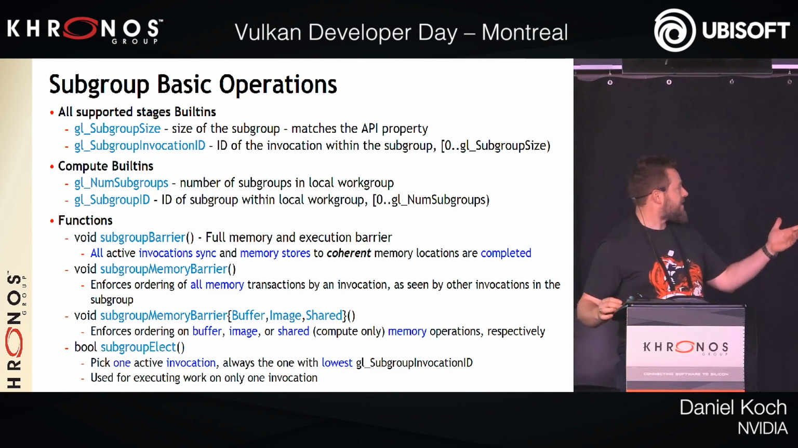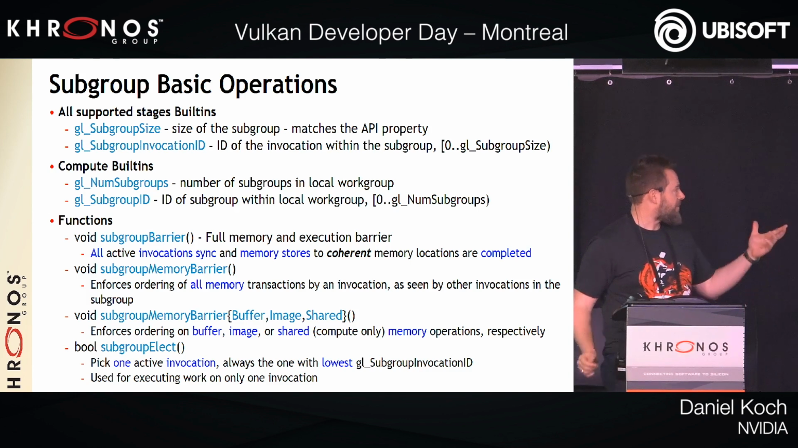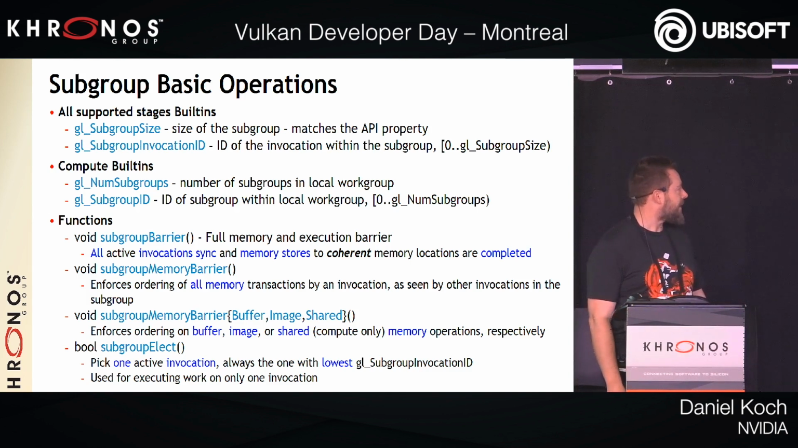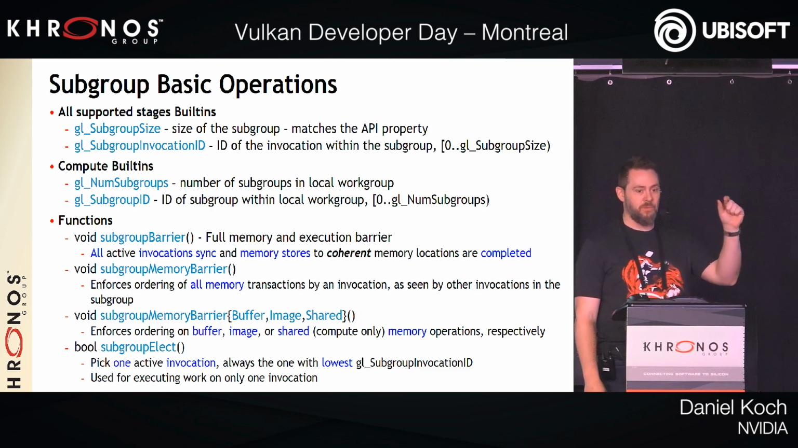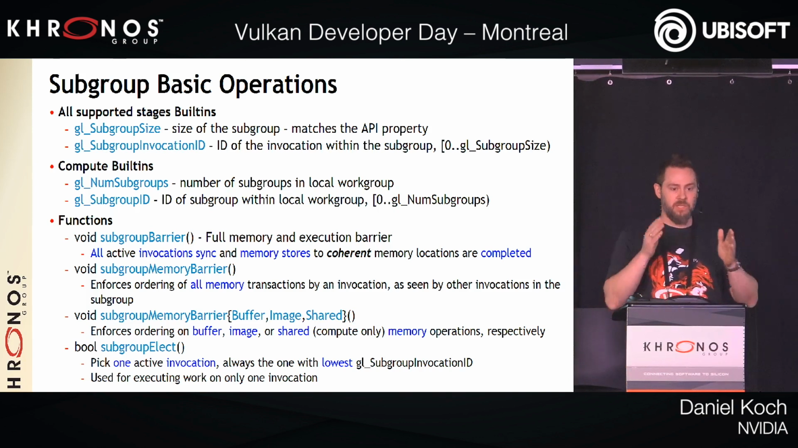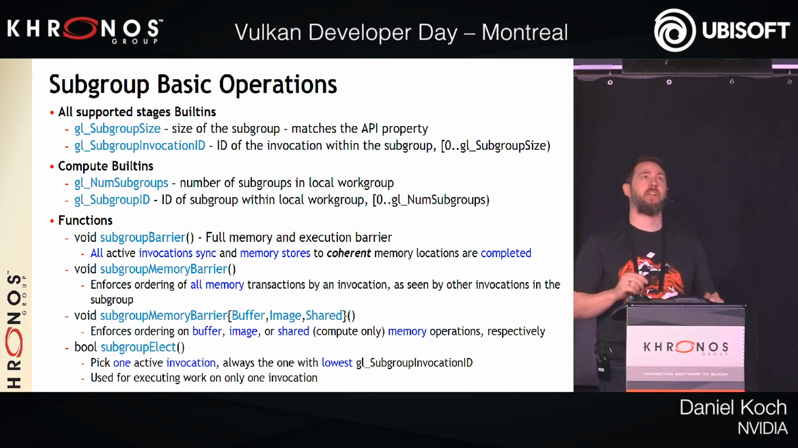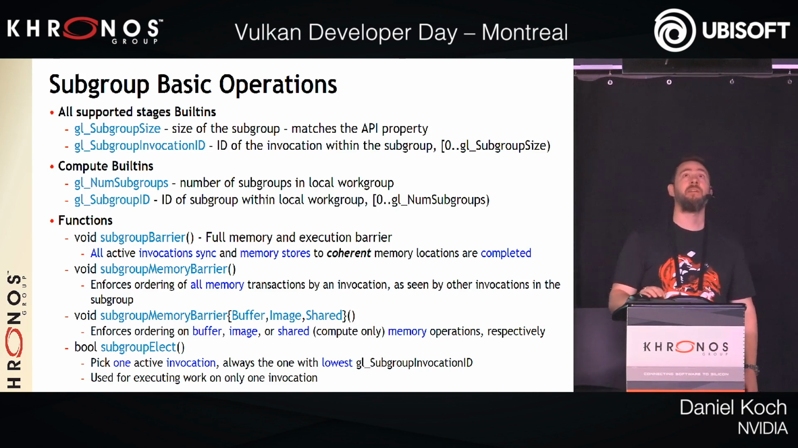Subgroup size is how big your subgroup is, and that's a constant for the device. It's going to match the query from the API. And the subgroup invocation ID tells you which invocation within a subgroup, so maybe out of 32, this particular invocation is. That ranges from 0 to subgroup size minus 1.